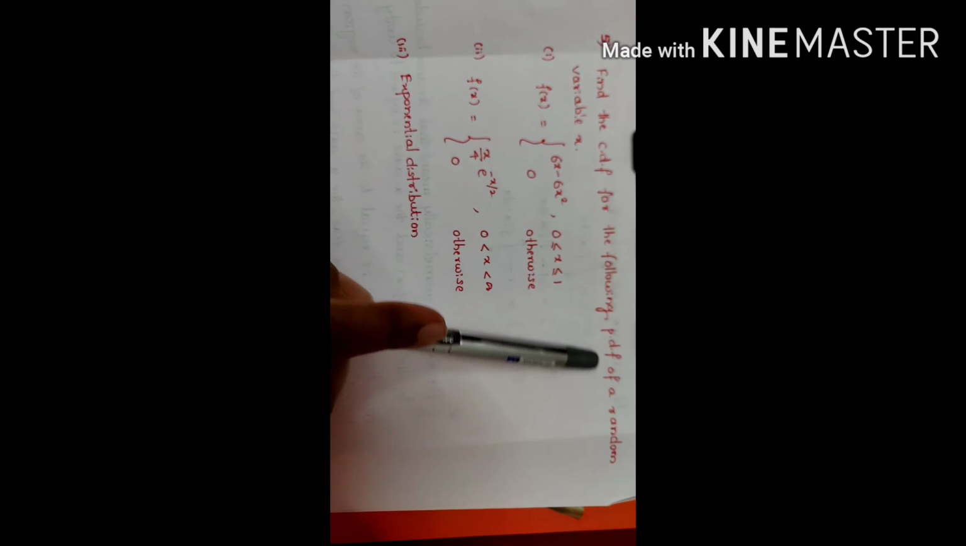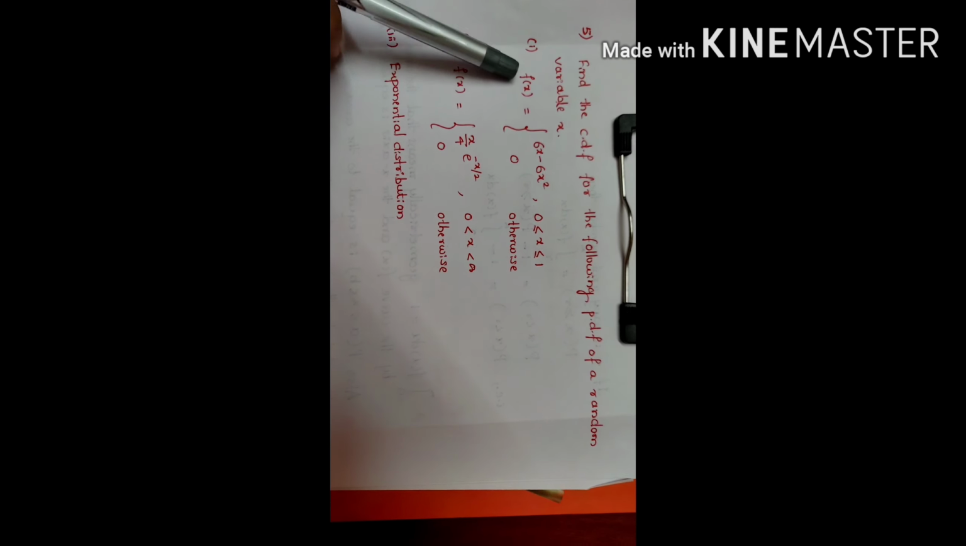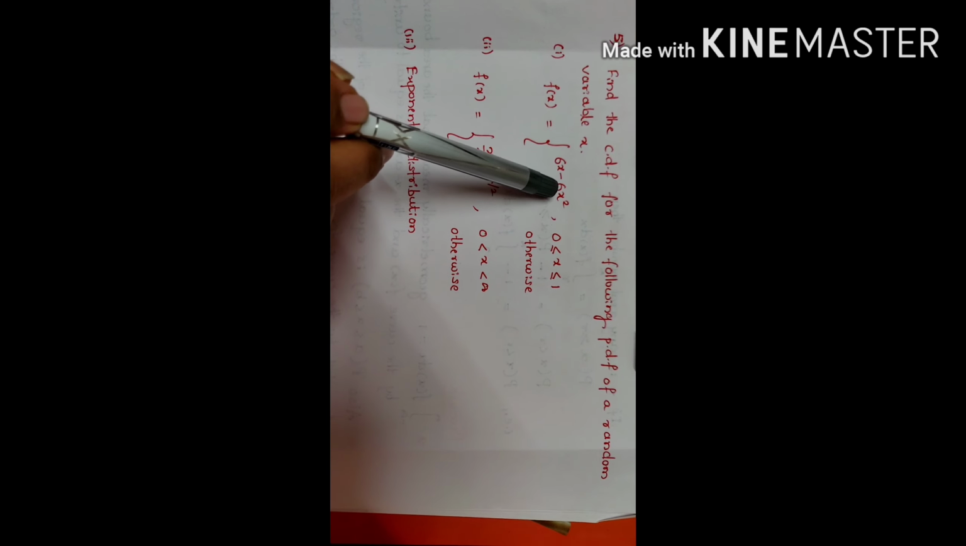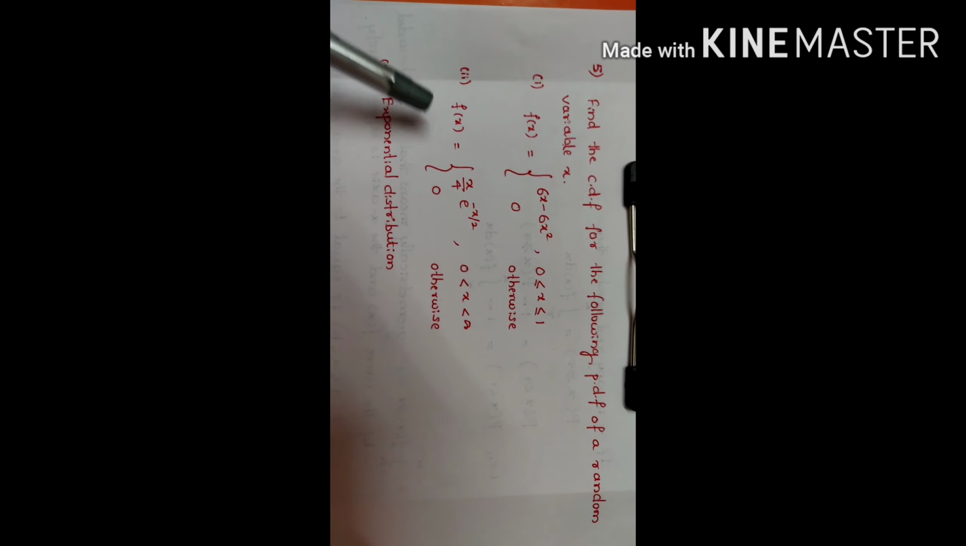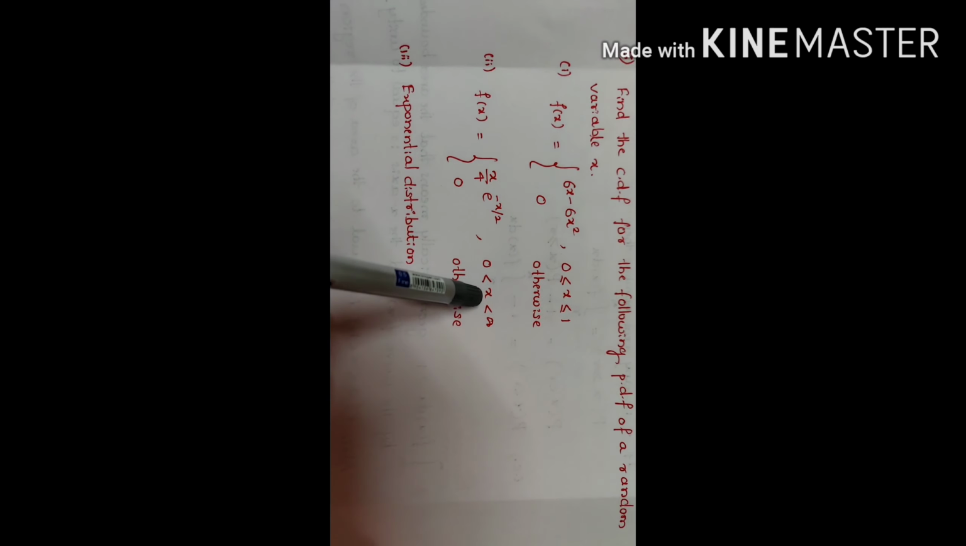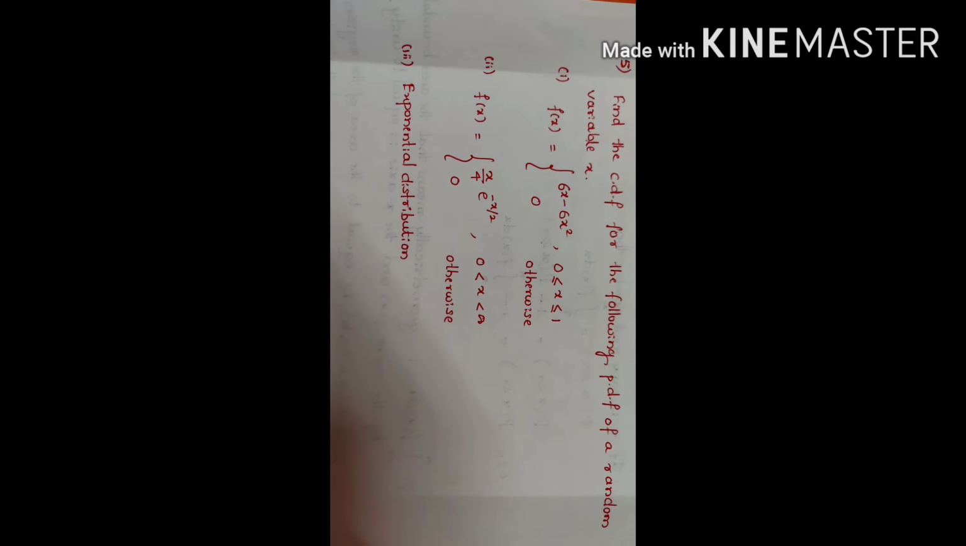Now we'll move on to the next example: find the CDF for the following PDF of a random variable x. That is, find the cumulative distribution function for the following probability density function. First, f of x equals 6x minus 6x square when x lies between 0 and 1, otherwise it is 0. Second, the function is x by 4 into e raised to minus x by 2 when x lies between 0 and infinity, otherwise it is 0. Third, we need to find the exponential distribution.